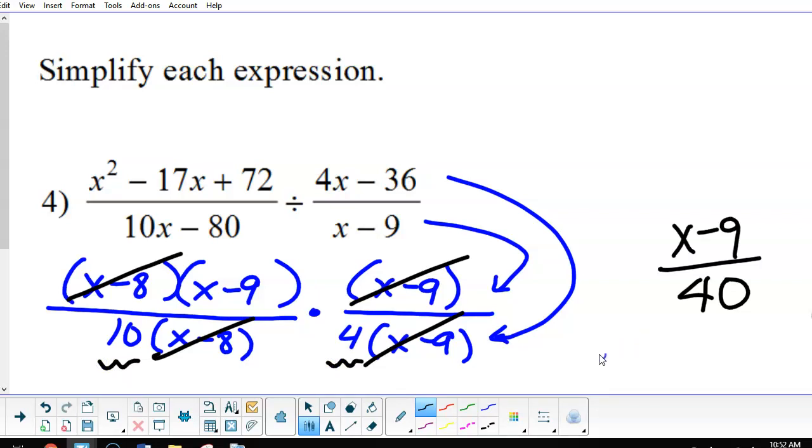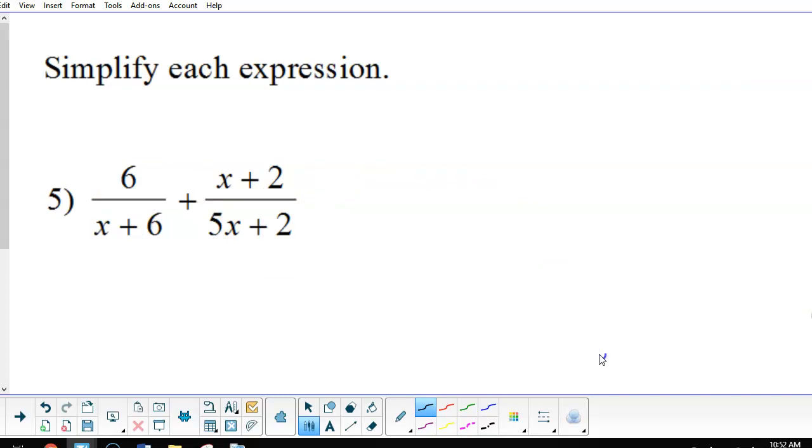All right, then comes the trouble. Because we can only add and subtract fractions if they have a common denominator. Ugh. Okay, so this factor has nothing in common with this factor. So the common denominator is going to have both. So I have a 6 over an x plus 6, and it's being added to an x plus 2 over a 5x plus 2.